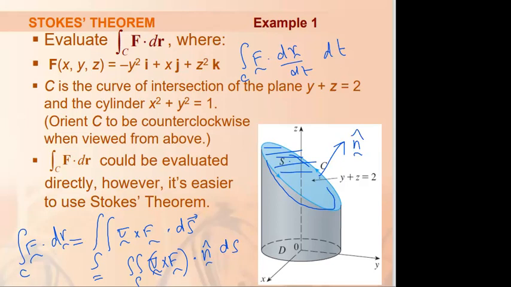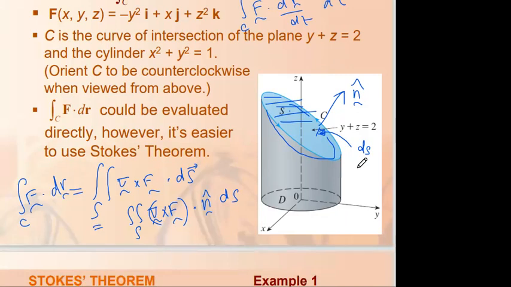And ds is this infinitesimal area part, ds. Okay, now let's find this normal vector. You know the equation of this plane is this one. So how do you find the normal vector?